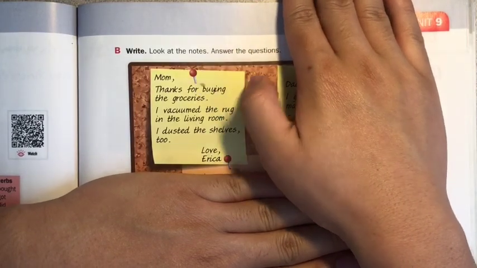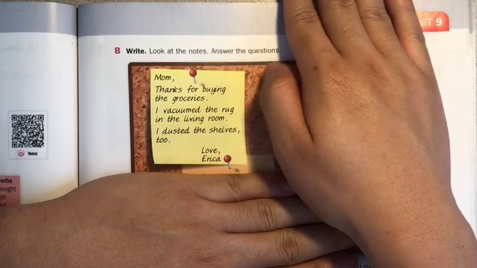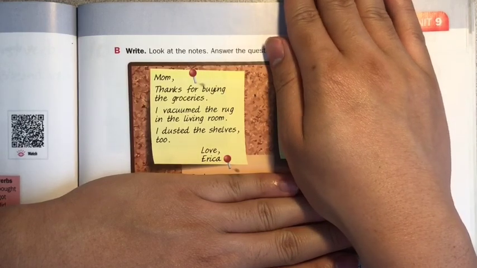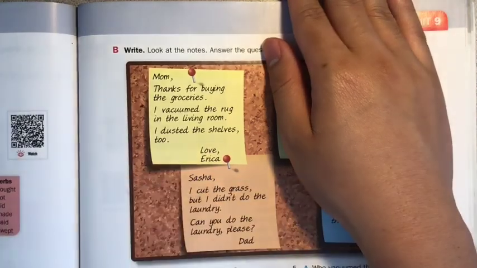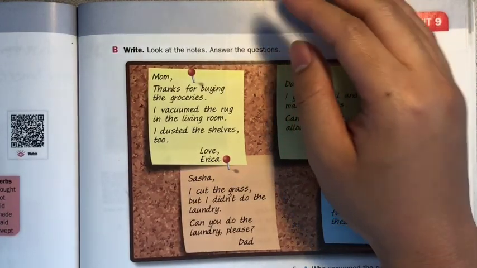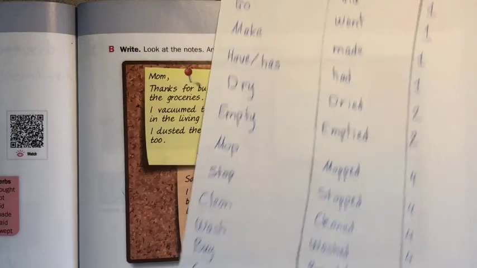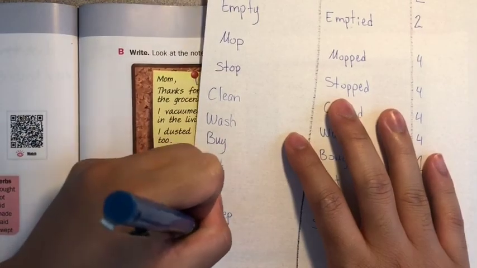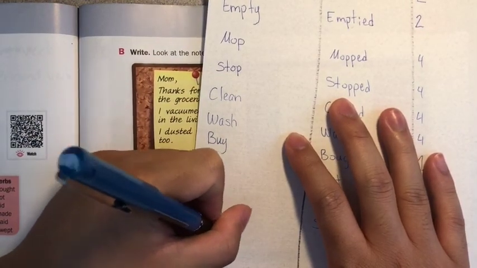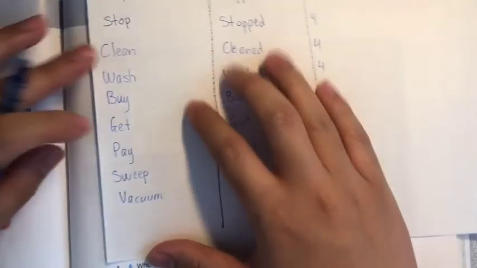It says, Mom, thanks for buying the groceries. I vacuumed the rug in the living room. I dusted the shelves too. Okay, so let's write a little bit more onto our list. Now we can write the word vacuum. A vacuum.